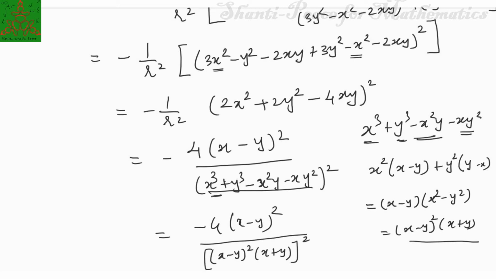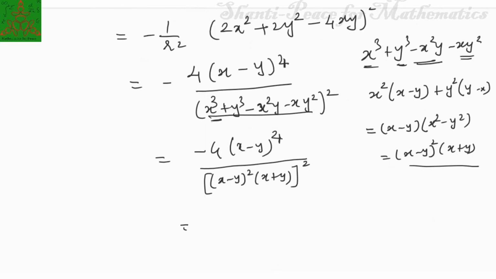Here you will have 4, because this is x minus y whole squared, so here it is power 4, and finally x minus y power 4 is common out and cancels. Finally you will have the answer: x plus y raised to square.